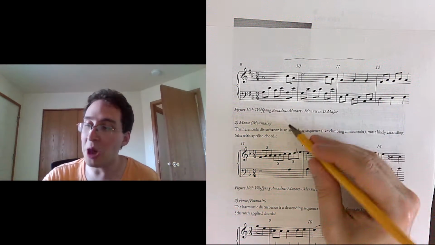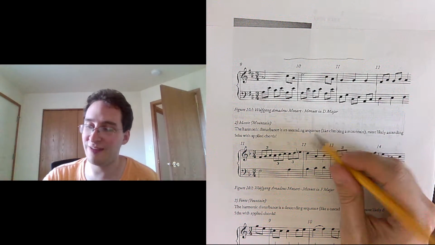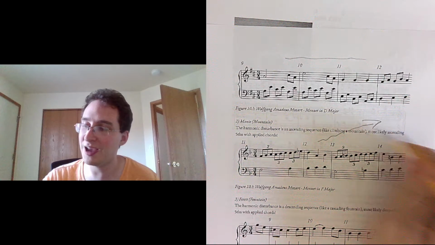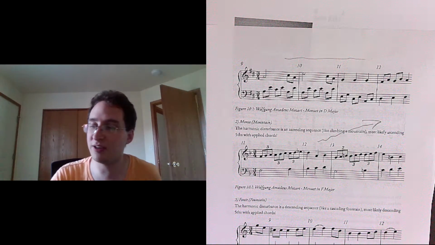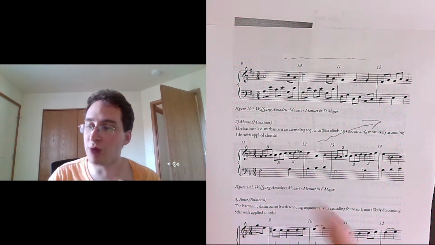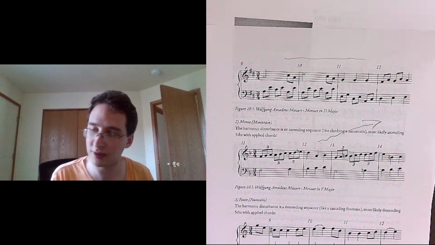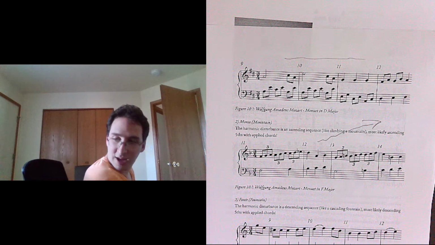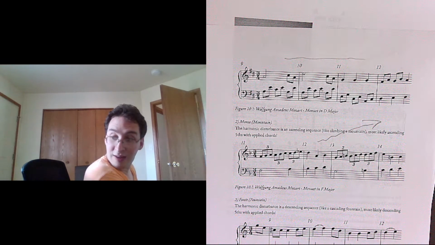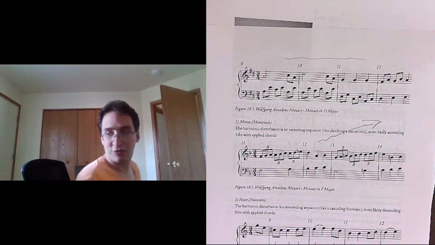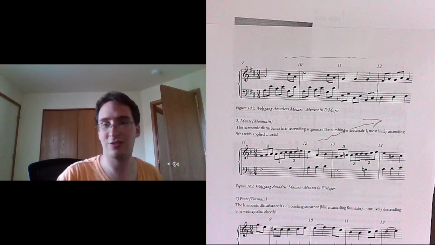Next option is monte. If you're thinking of mountains, you're climbing upwards. So this would be some kind of ascending sequence, probably ascending fifths with some applied chords. So here we have another Mozart minuet. Our home key is F. And then do the same thing. So we just repeated it up a major second. So that would be a monte.